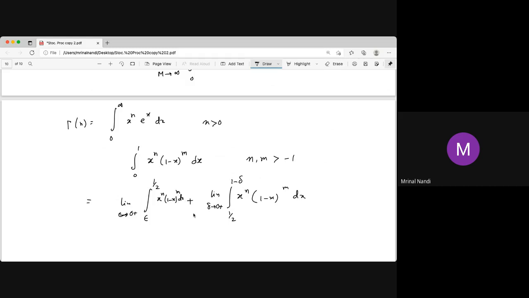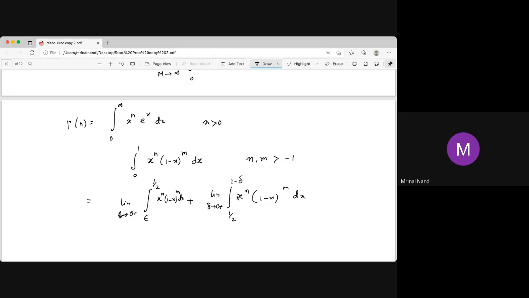Both limits should exist. Otherwise, if one limit exists and another limit does not exist, then you say this integral does not exist. This improper integral of the second kind does not exist. So you have to break somewhere. Again, if you take delta tends to 0 plus, from 0 plus delta to 1 minus delta, this is a Cauchy principal value. Again, it's a single limit.